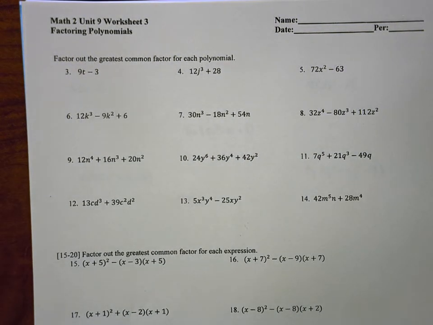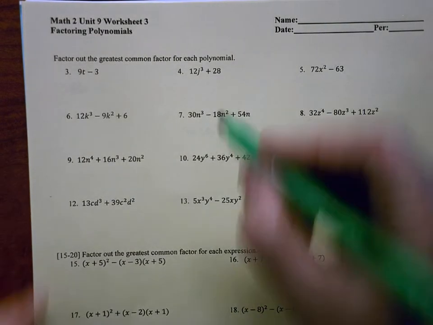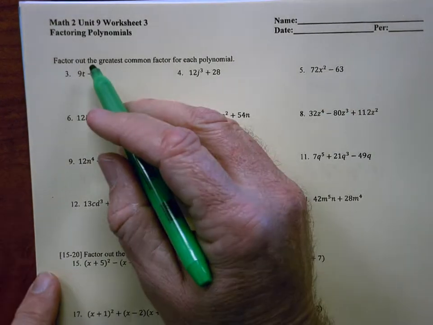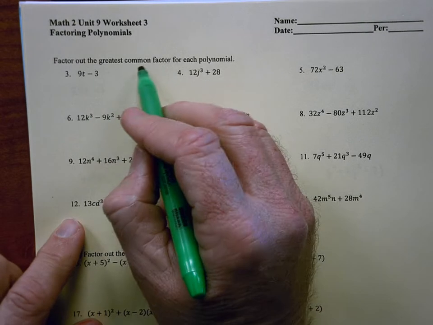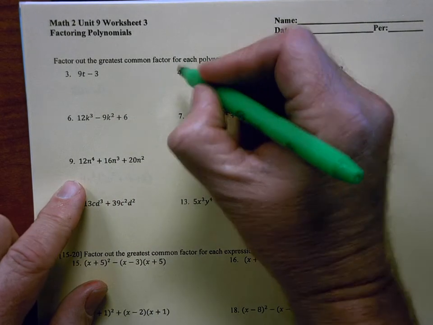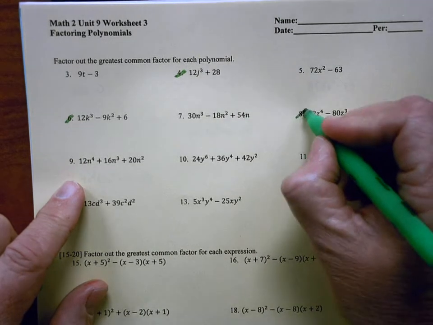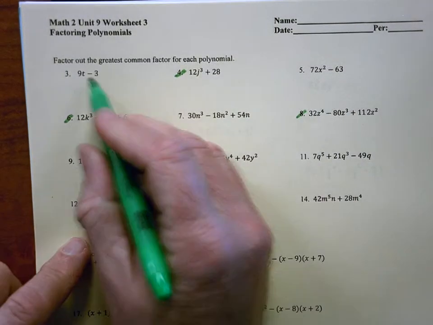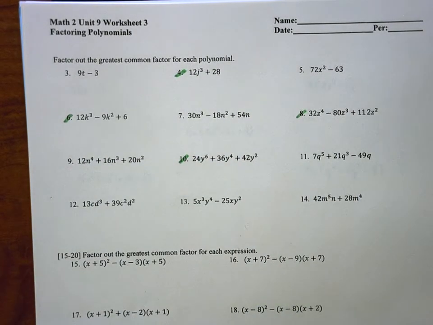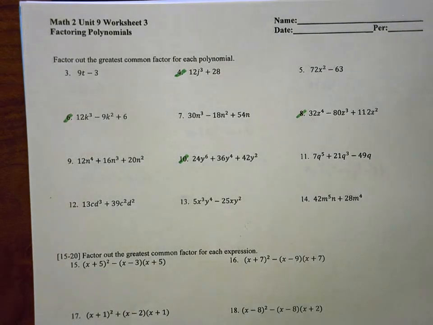Okay, so here is worksheet number 3 from Unit 9, and you can see that the instructions say factor out the greatest common factor for each polynomial. We're going to go over the even numbered problems, numbers 4 and 6 and 8 and 10. I asked you to do numbers 3 through 11. Okay, so starting with number 4.